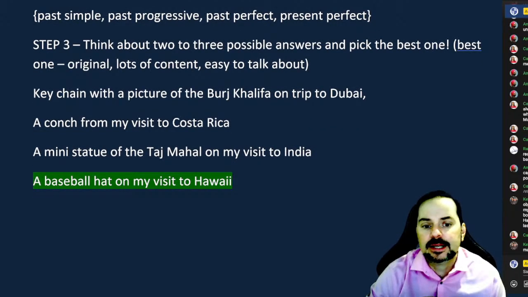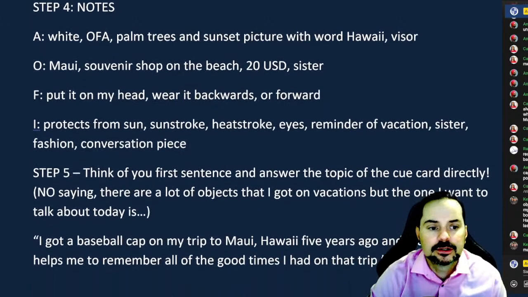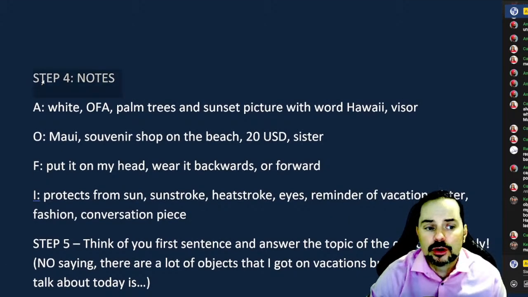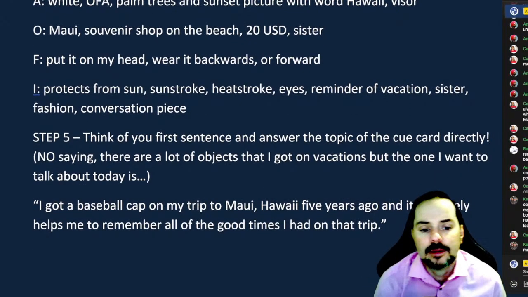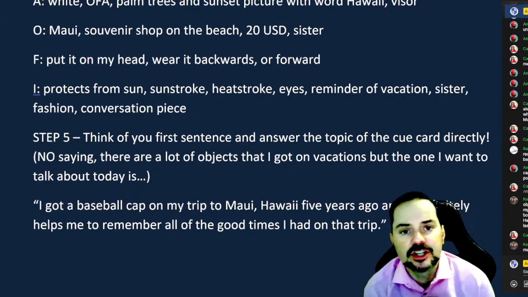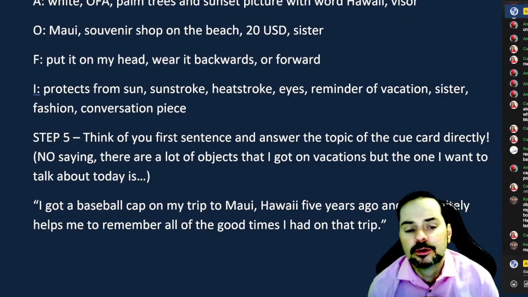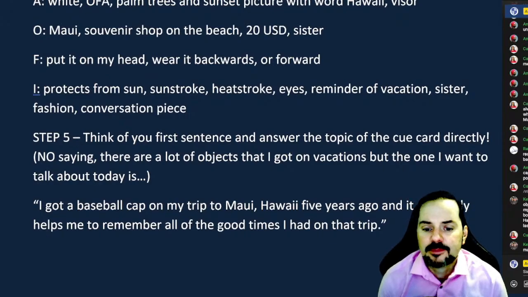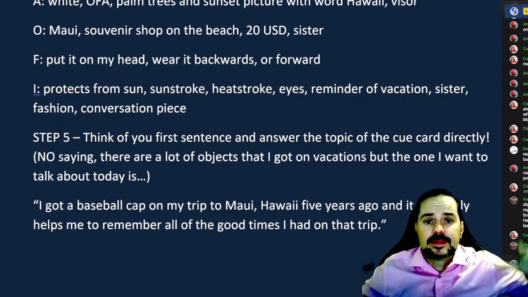Now I'm gonna quickly write down some notes, appearance, what it looks like. So I write down my notes. Here are my notes. So I'm showing you this 1 minute, okay? And then my first sentence. Okay, so the object that helps to remind me of my vacation to Maui, Hawaii that I took 5 years ago with my family is a baseball cap that my sister got me. All right, so I put it all together in that 1 minute time.